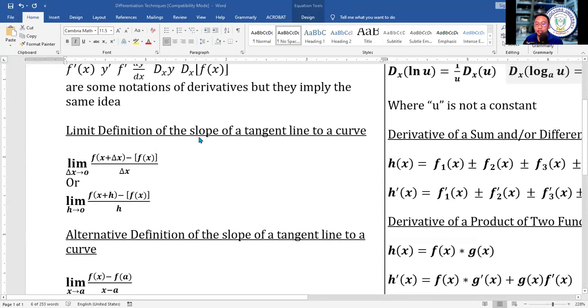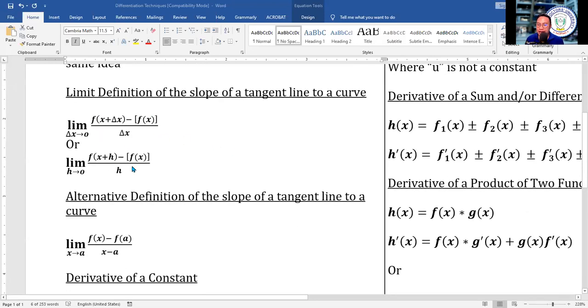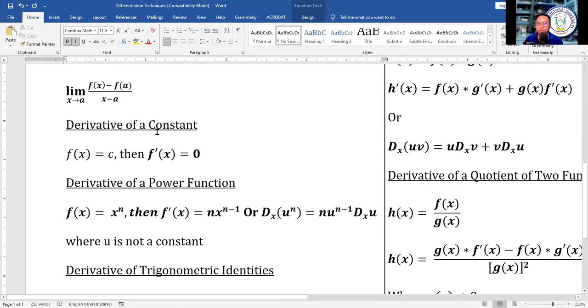This was the first example, a first definition that we have discussed before the midterms, the long method, limit definition of a slope of a tangent line to a curve. These two are just the same thing. The reason why I did not cover this, even though it is in the book, is that I don't want you to get confused by so many formulas. Because these two are similar to the first formula. That's why I only gave you the first formula.